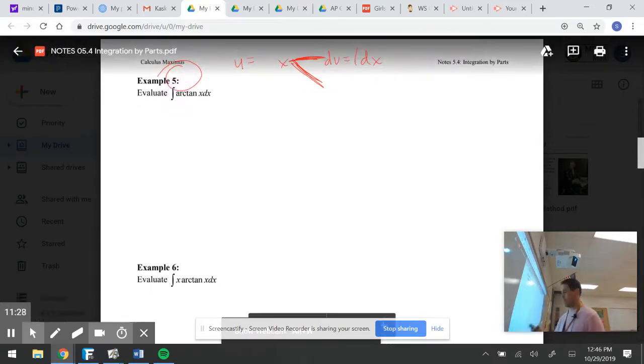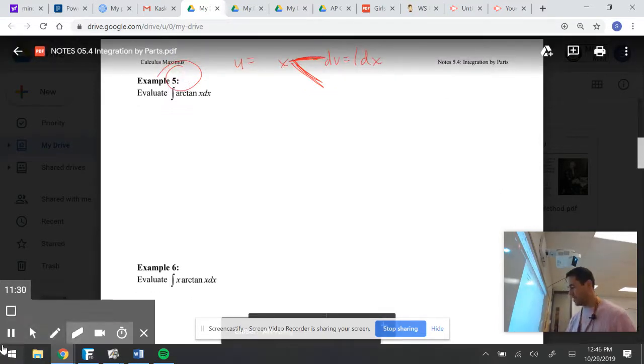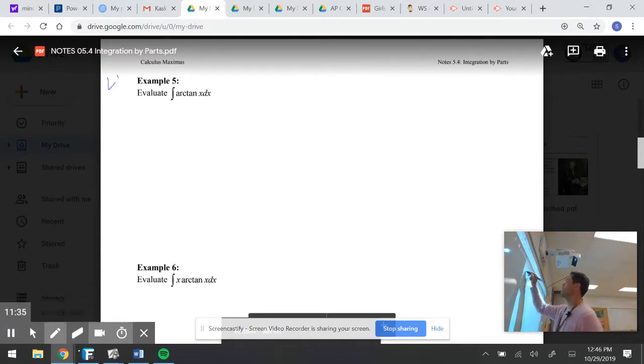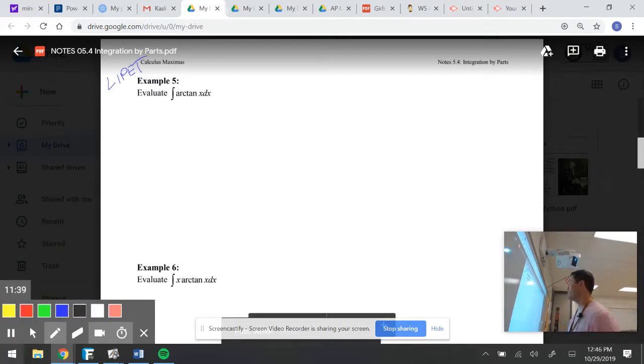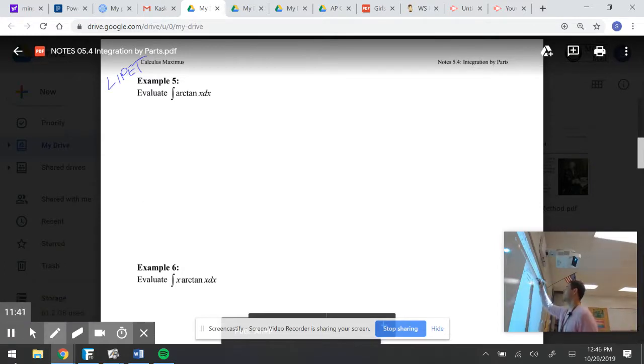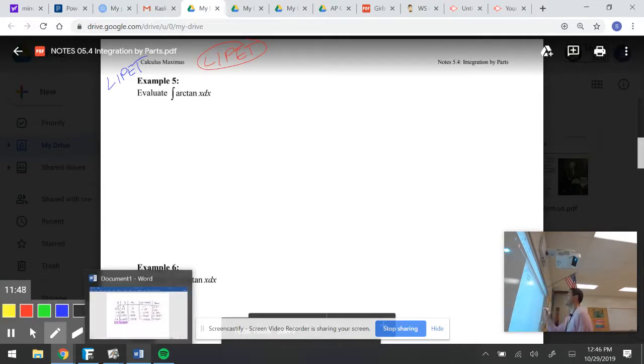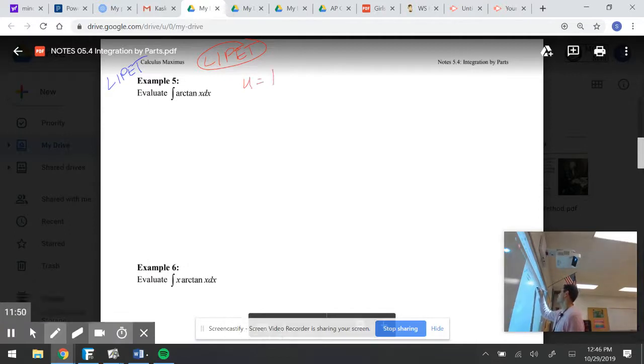Oh, snap. There is an inverse trig. So some of you are freaking out. Let's check it out. Let's LIPET this one. Okay, I like my red better, you guys. I'm going to switch back over. LIPET, L-I-P-E-T. Is there a log? There is no log. Is there an inverse? Oh, there is an inverse trig. So that means I have to let u equal the inverse trig. So what is dv there? There's nothing there, so it's just 1 dx. Okay, that's okay. I can do that.